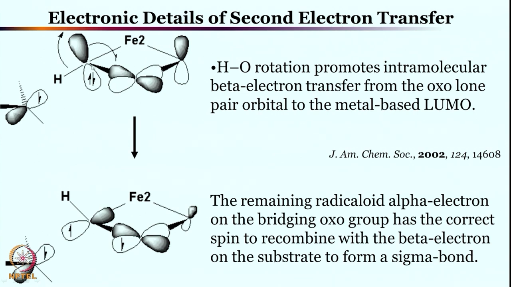So this HO rotation promotes intramolecular beta electron transfer, from the oxo lone pair orbital to the metal-based LUMO. So this is the metal-based LUMO. Oxo lone pair to the metal-based LUMO, this transfer is happening. The remaining radicaloid, after one electron transfer, the remaining alpha electron on the bridging oxo group has the correct spin now to recombine with the beta electron of the sigma of the CH3 radical, and these two now will form the sigma bond.